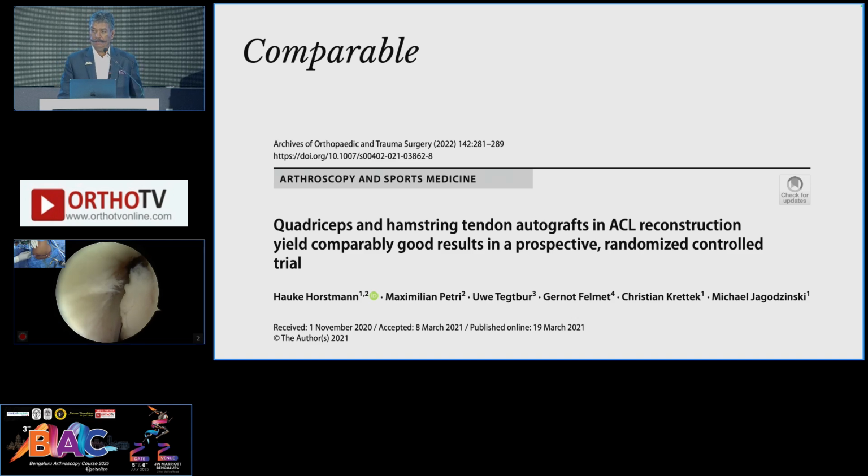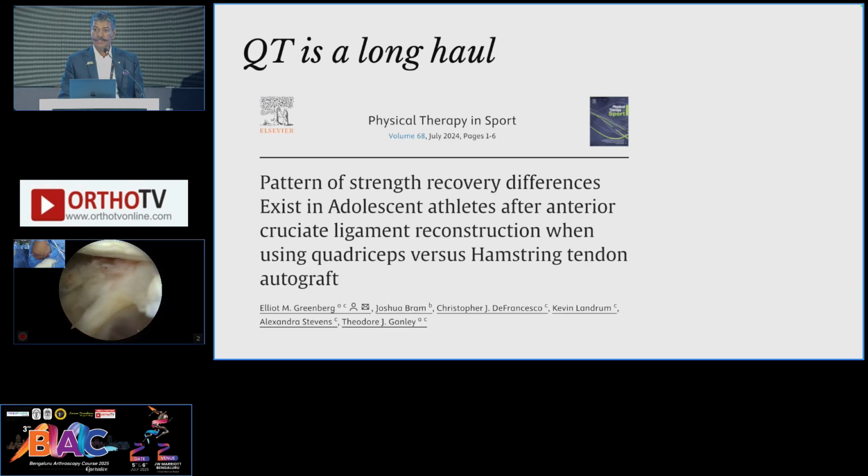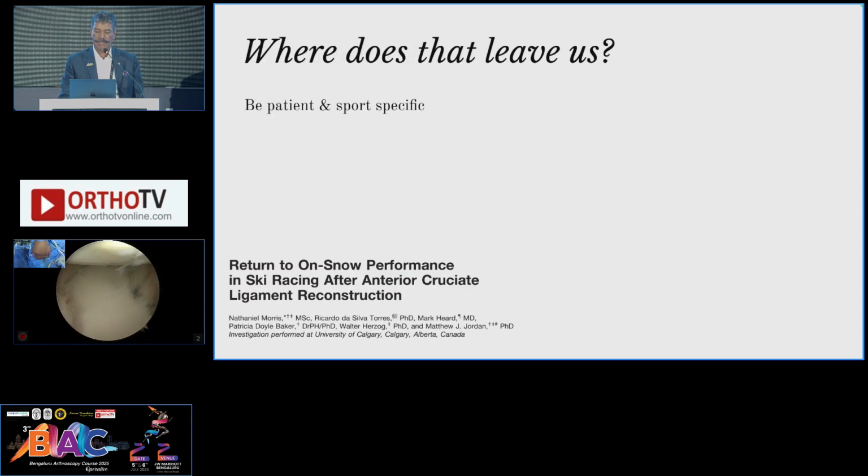And if you look at randomized controlled trials, the results are comparable. Some groups have a publication bias, so some groups will definitely report a better outcome with quadriceps graft. So quadriceps, one must be prepared that it's a long haul. It may take up to 1.5 to 2 years for the full extensor strength to recover.